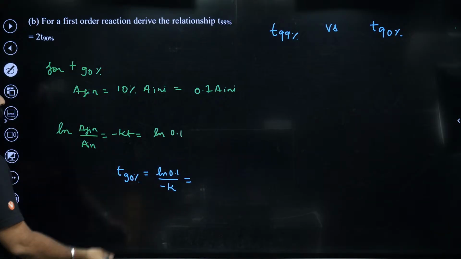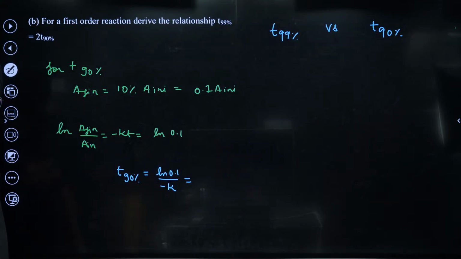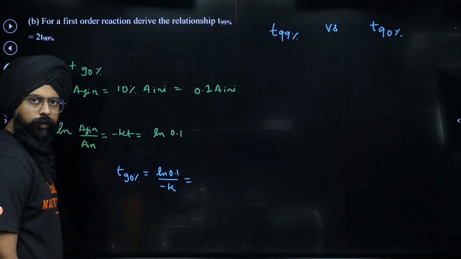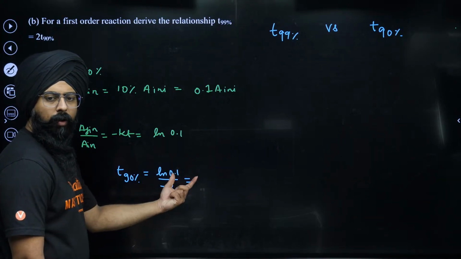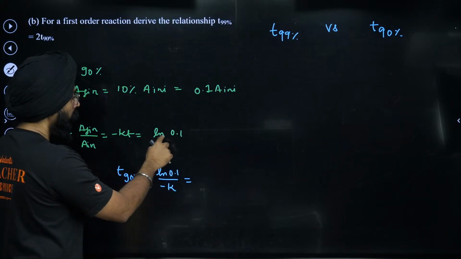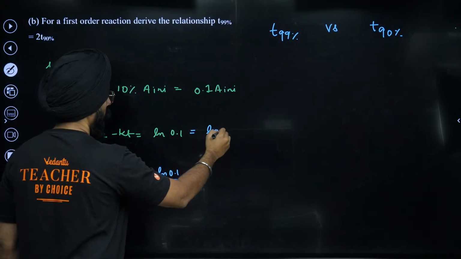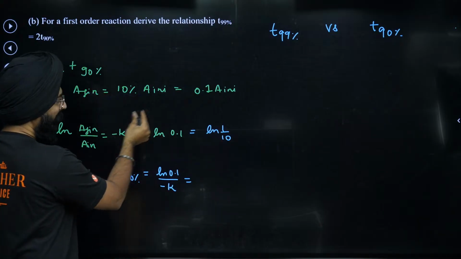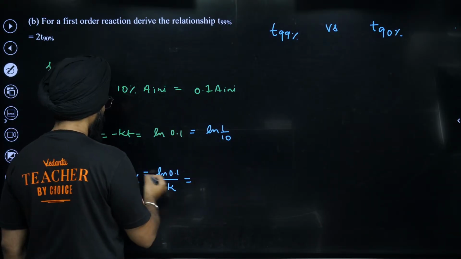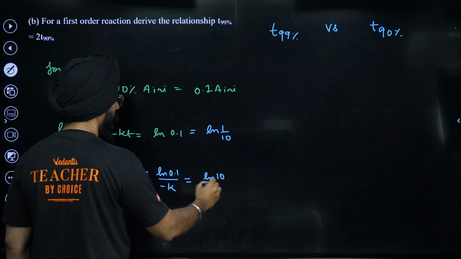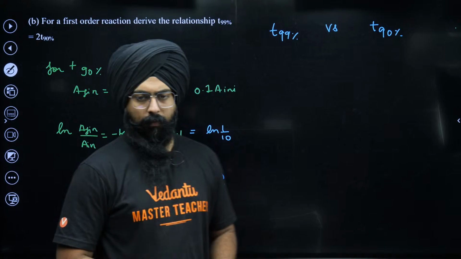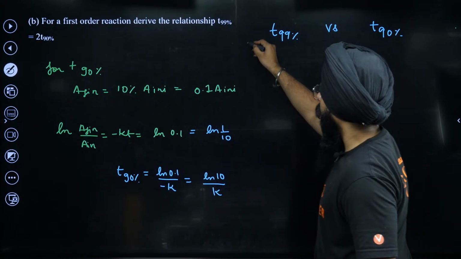So you can manipulate this a little. How can I manipulate this? Can I simply write ln 10? If I take the minus sign inside, ln of 1 by 10 will become ln of 10. So I can write T of 90% is equal to ln of 10 by k. All right, so we can figure this out.